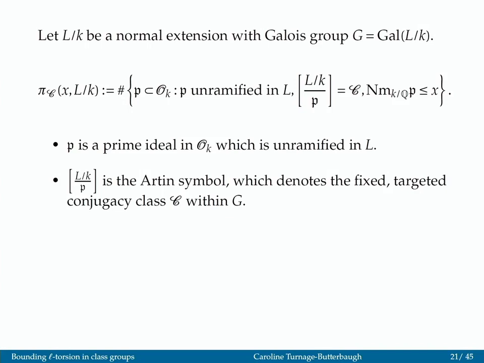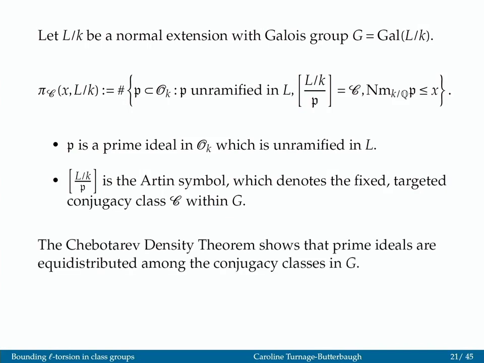Let L over little k be a normal extension with Galois group G. What we would like to do is count the prime ideals in the ring of integers O_K that are unramified in L and whose Artin symbol corresponds with some targeted conjugacy class that you want to hit within G. And also, we want the norms to be small, because we're trying to find primes of small norm.